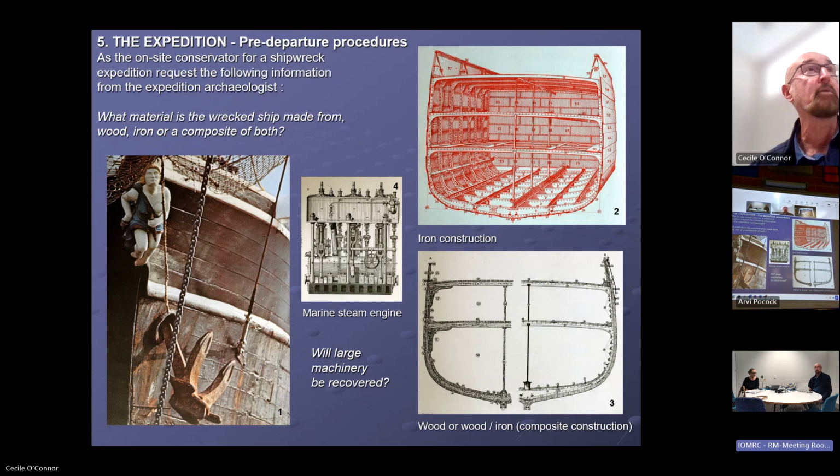Also, does the archaeologist wish to recover maybe machinery from the ship? Now, we have the Xantho engine in the shipwreck galleries. That's recovered from the Xantho from 1872. And of course, that's a major operation. You don't say, oh, we found an engine, we're going to recover it. You have to come back and make sure you know what you're doing and how you're going to do it.